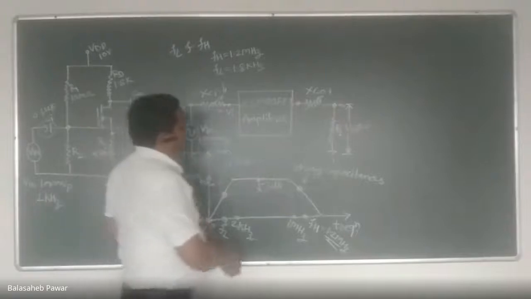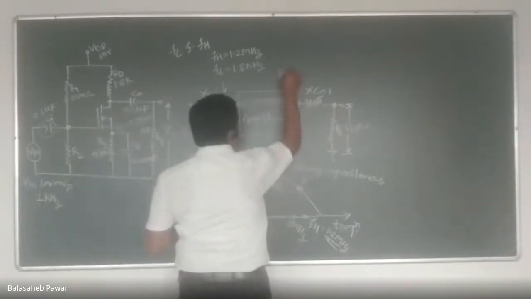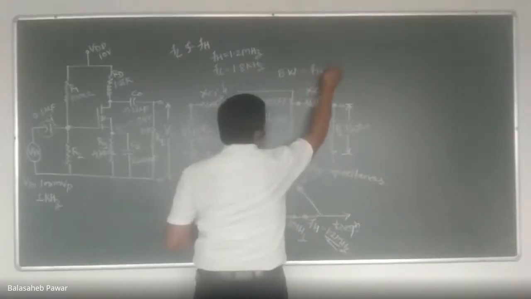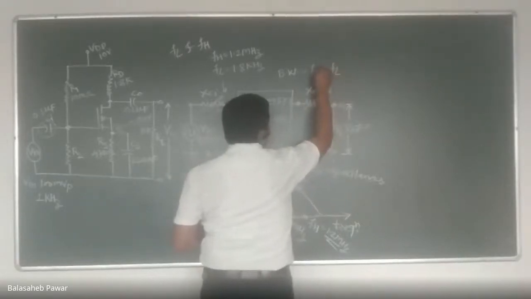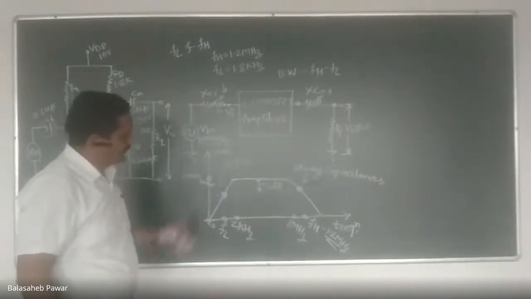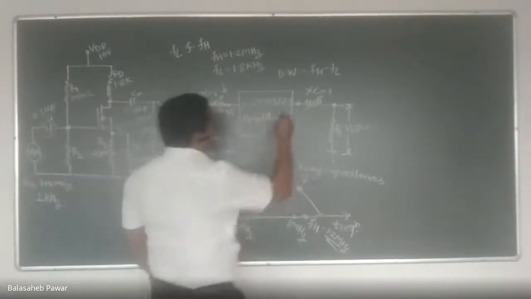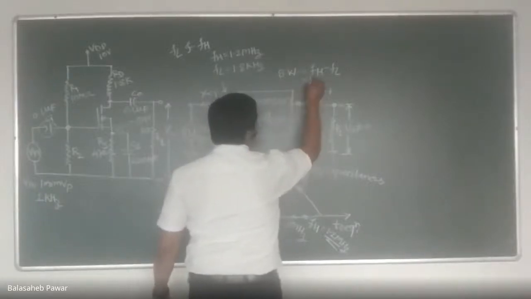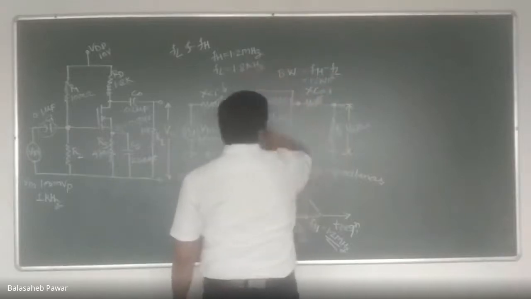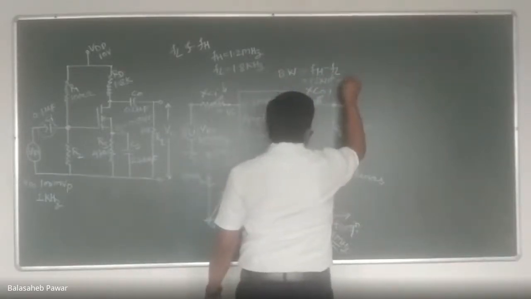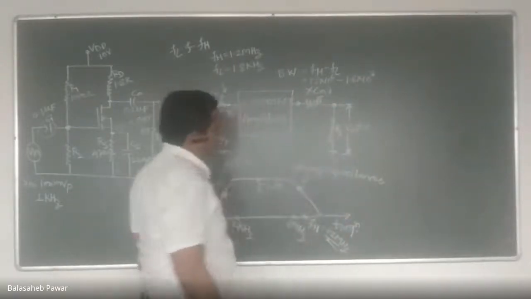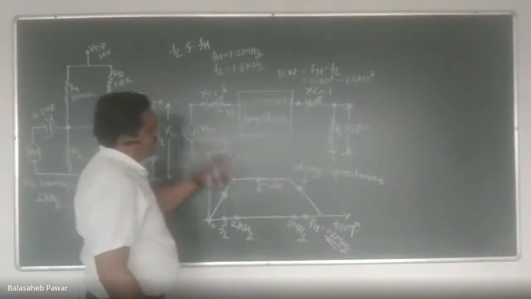Now, another parameter of this amplifier is bandwidth. Bandwidth equals FH minus FL, the difference between these two cutoff frequencies. So in this example, how much will be the bandwidth? Just do this calculation: 1.2 into 10 raised to 6, as it is in mega, minus 1.8 into 10 raised to 3, as it is in kilo. So do it.